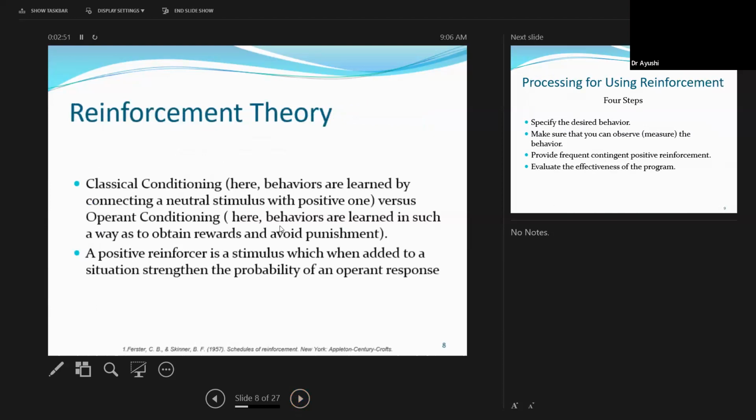Then comes the reinforcement theory, which is very useful in day-to-day practice also. This is classical conditioning. Here, behaviors are learned by connecting a neutral stimulus with a positive one, versus operant conditioning. Here, behaviors are learned in such a way as to obtain reward and avoid punishment. A positive reinforcer is a stimulus which, when added to a situation, strengthens the possibility of an operant response.